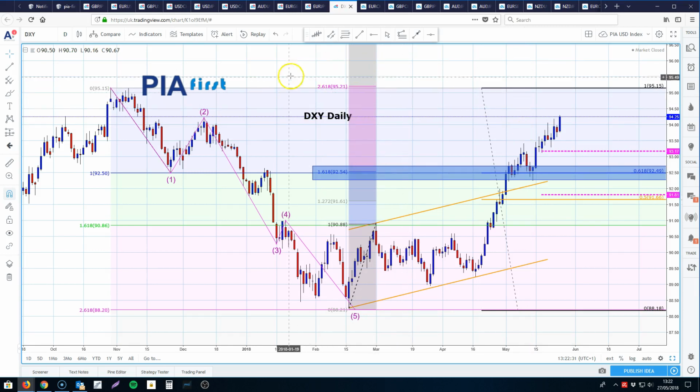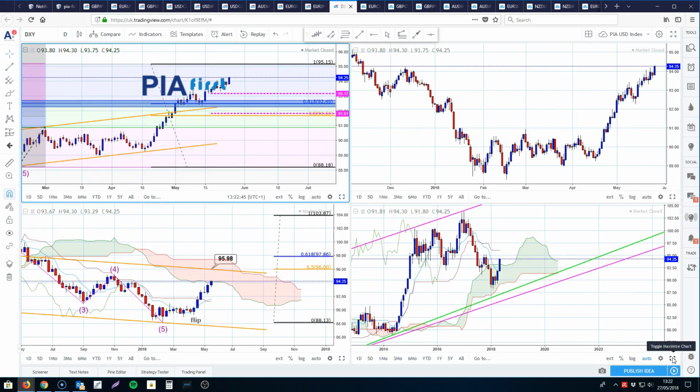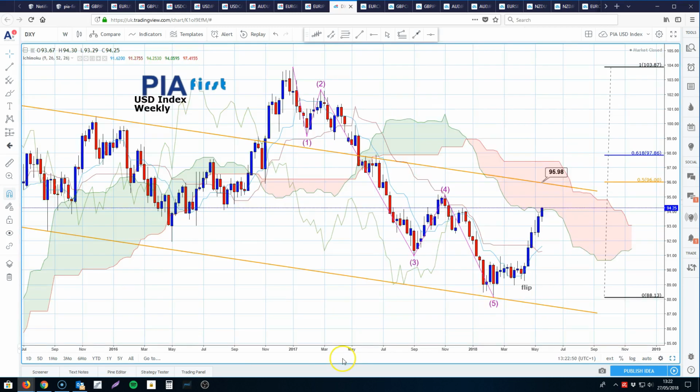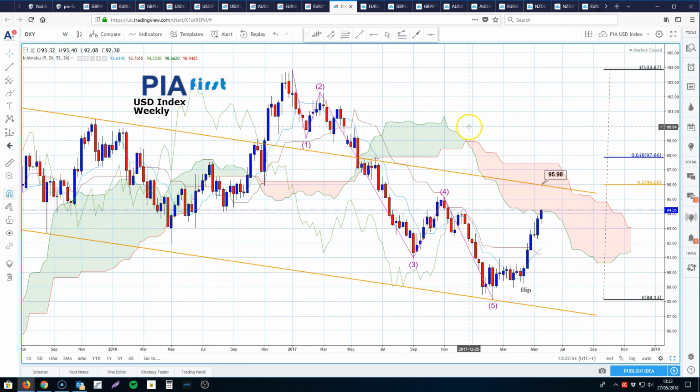Obviously, with a 261.8% extension level located at 95.21, and that being extremely close to the previous swing high at 95.15, this is going to be our first focus going into this week. However, we don't think that the dollar rally is going to stop there, and we actually believe that 96, the figure, is going to be the main target for the dollar index in the weeks ahead.